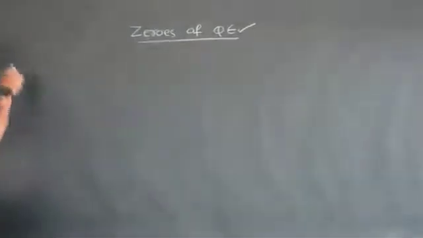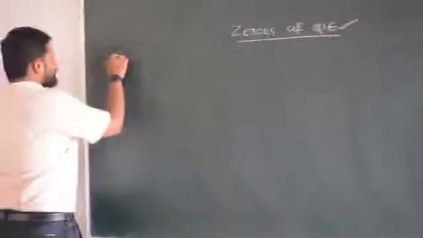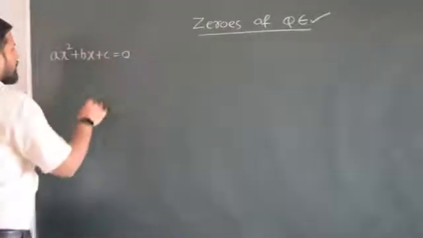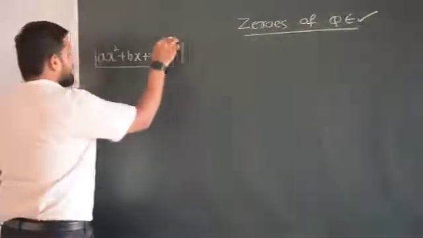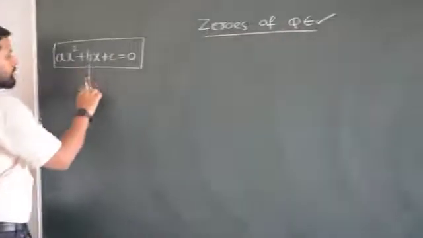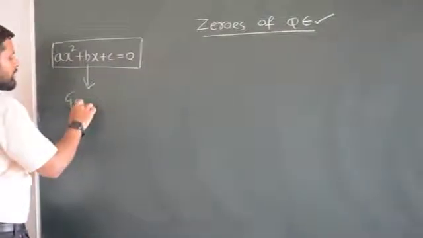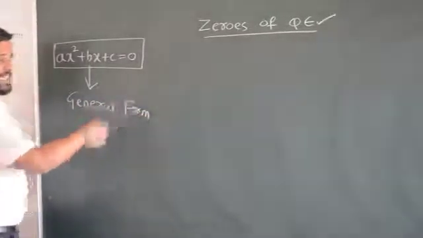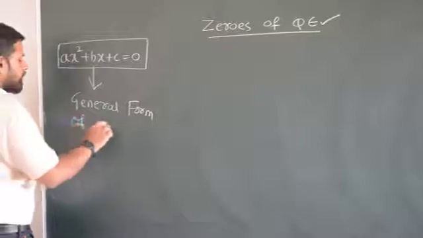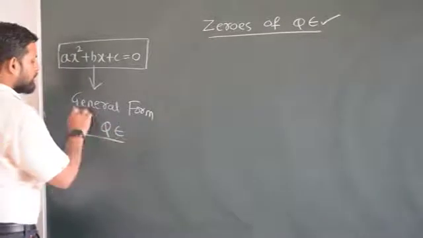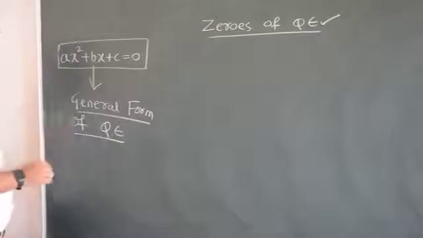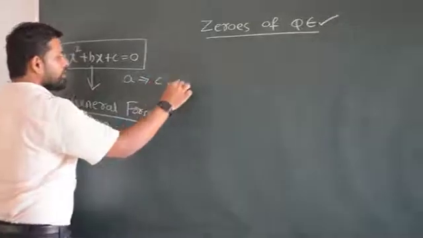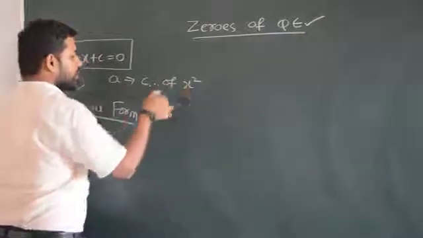Before getting to that, let me tell you, what is this ax square plus bx plus c equal to 0, my dear children? Already in the last class I told you this is the general form, or general equation, of quadratic equation. This is how every quadratic equation looks. How about this a? A is called the coefficient of x square.